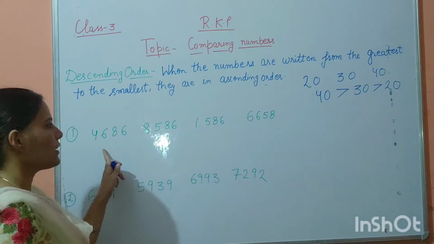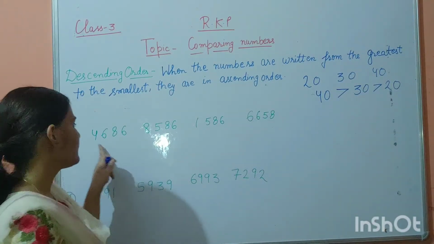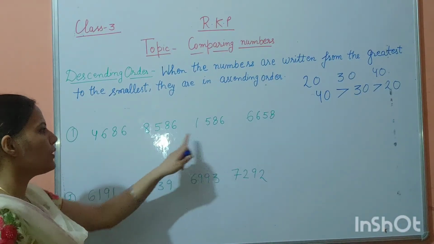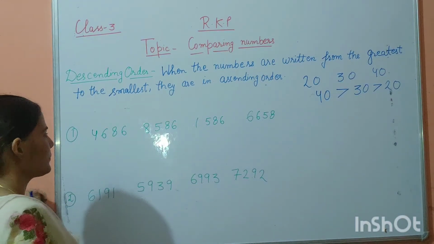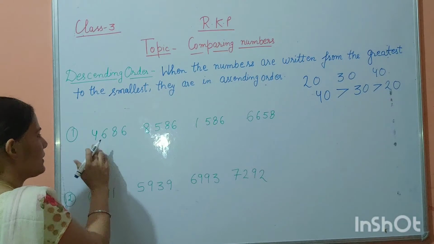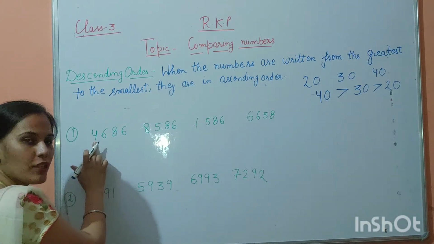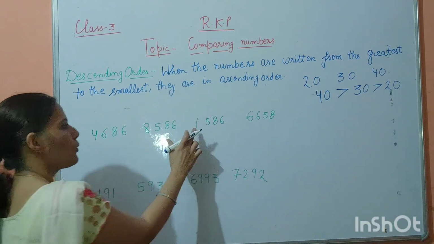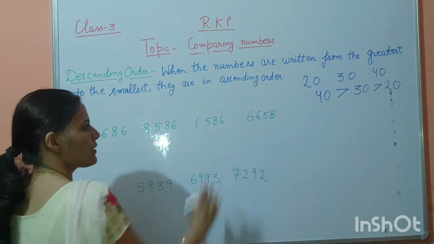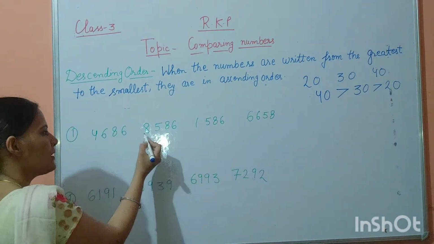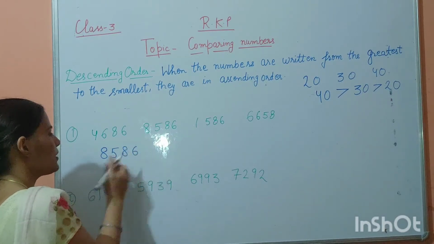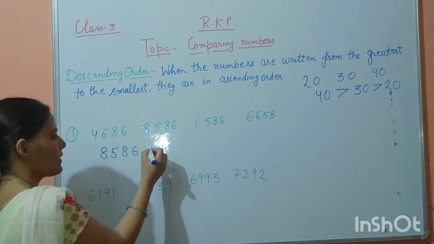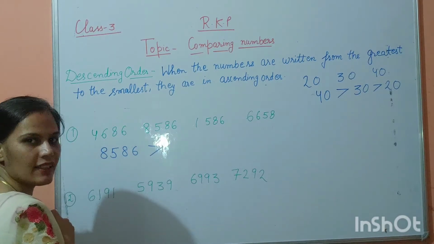Now let's take a 4-digit example. As you can see, all of them have 4 digits. Then compare from the thousand place. At thousand place 4, 8, 1, 6. Which number is greater? This. So 8586. We use greater than sign.